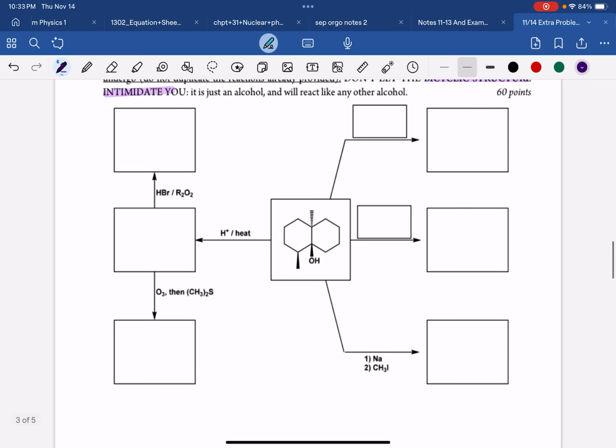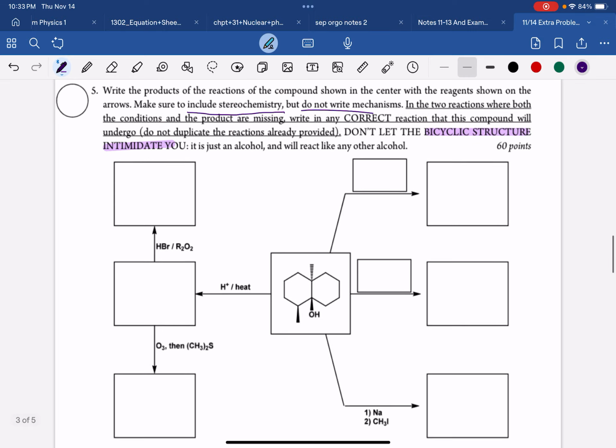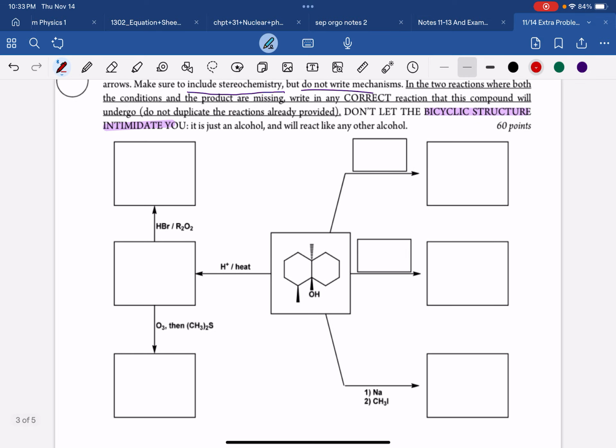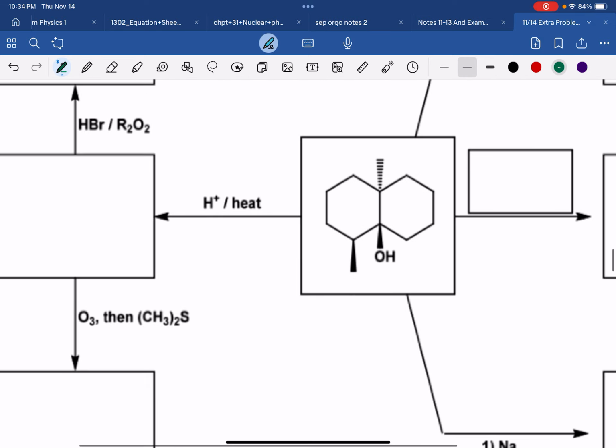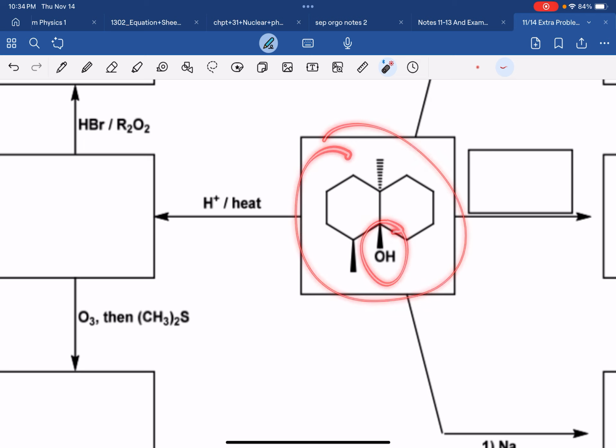Should we go left or down? Let's go left and knock this side out. So the first thing to recognize is you have an alcohol, right? This is an alcohol, OH, alcohol. And when you react with acids and heat, you should know that this reagent, any acid in heat, I'll write this out so you guys can look at it later.